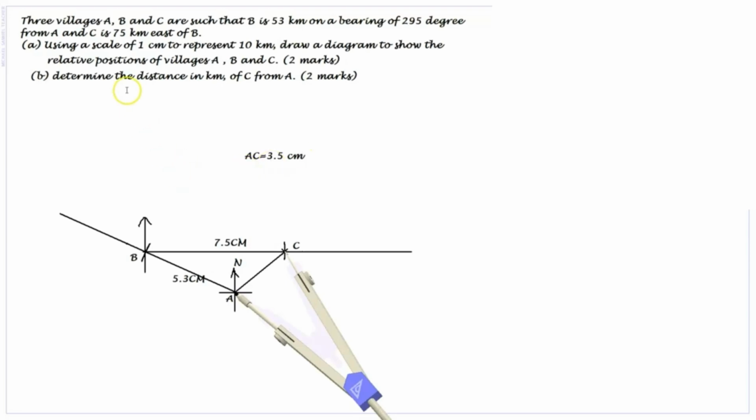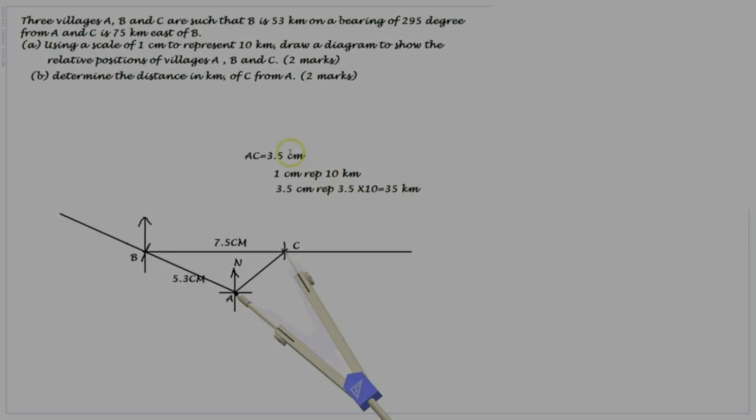But we need to get the actual distance. Remember, we use a scale of 1 centimeter to represent 10 kilometers. Therefore, 3.5 centimeters will represent 3.5 times 10, and therefore we get 35 kilometers. So the distance is 35 kilometers.